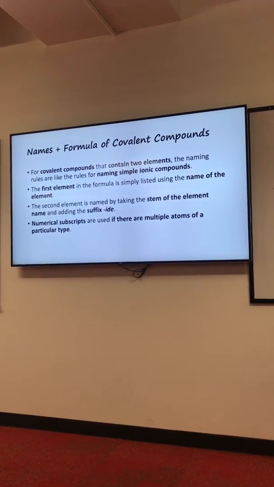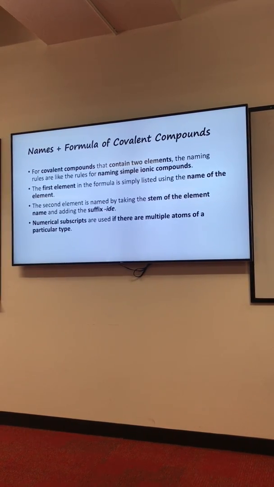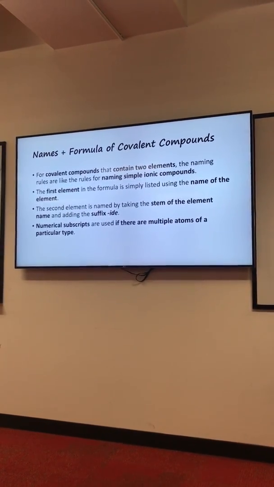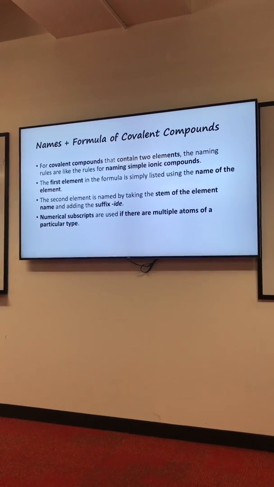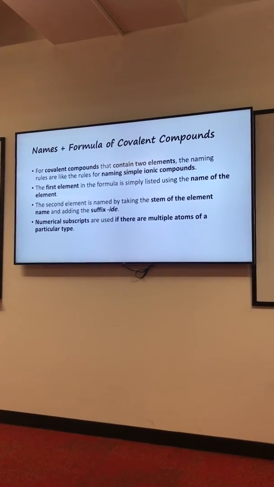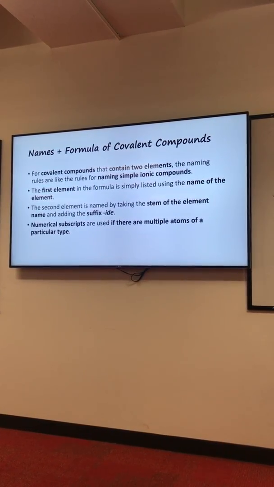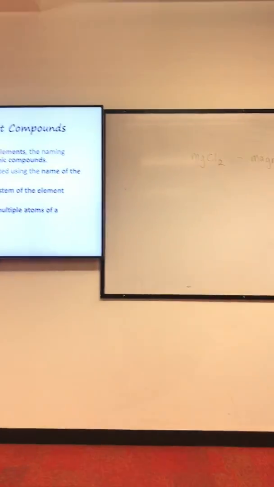So for example, if I had magnesium chloride, which is an ionic compound, when I write the name of this, I just write magnesium chloride.